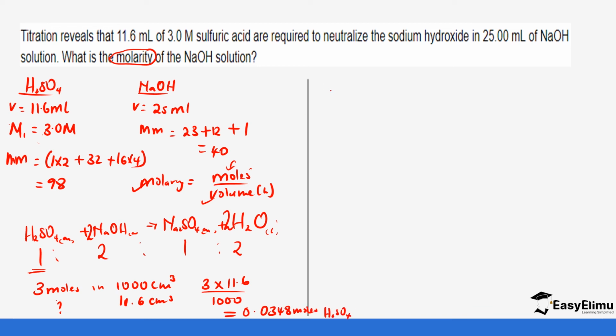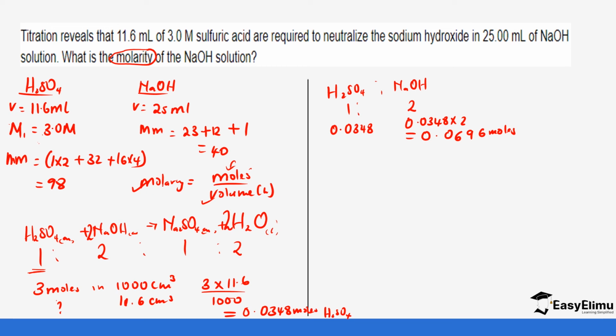So if you look at the mole ratio of sulfuric acid to sodium hydroxide, you notice the mole ratio is 1 is to 2. So we already have the moles of sulfuric acid, which is 0.0348. So the moles of sodium hydroxide, if 1 is 0.0348, 2 will be 0.0348 times 2, which will give us 0.0696 moles. Now we have fulfilled what we wanted.